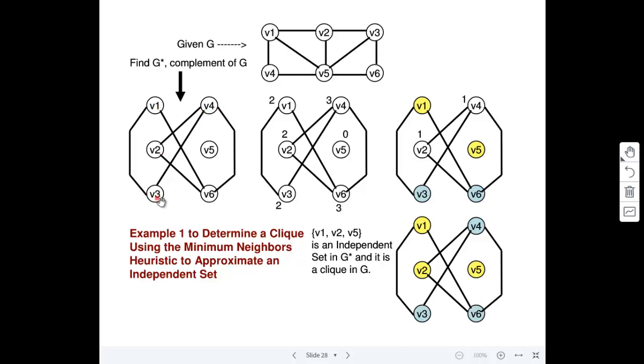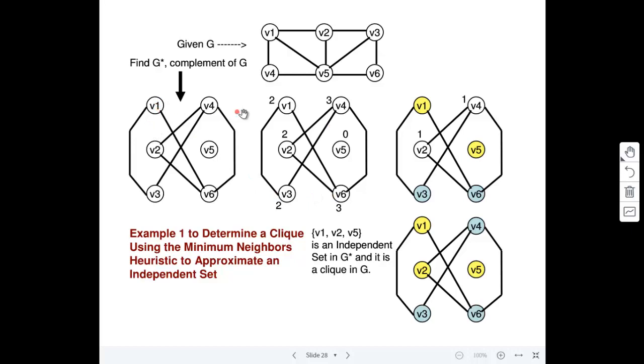And you can lay out the complement graph in such a way that's more easy to visualize. You can draw it in any other fashion also, but make sure it satisfies the definition of a complement graph, as I just said. So once you have a complement graph, run the same minimum neighbors heuristic on the complement graph and try to determine a maximal independent set on the complement graph. And that's what we're going to do here. So for that we need to determine the number of neighbors, which is the number of uncovered neighbors to begin with.